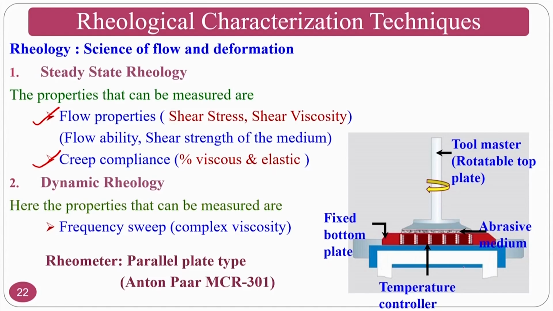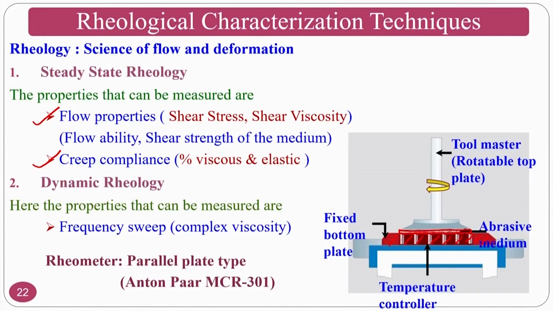If you see the schematic of the Anton Paar rheometer or parallel plate rheometers, you have a fixed plate here. This red one is a fixed plate and a rotatable plate is there on the top, and in between you have the medium. The red one which I have drawn is a medium. So, whenever you give the top plate a rotary motion, it will shear from the periphery of the medium. You can always have a temperature controlling unit, so that if at all you want to check with respect to different temperatures and other things, you can check.